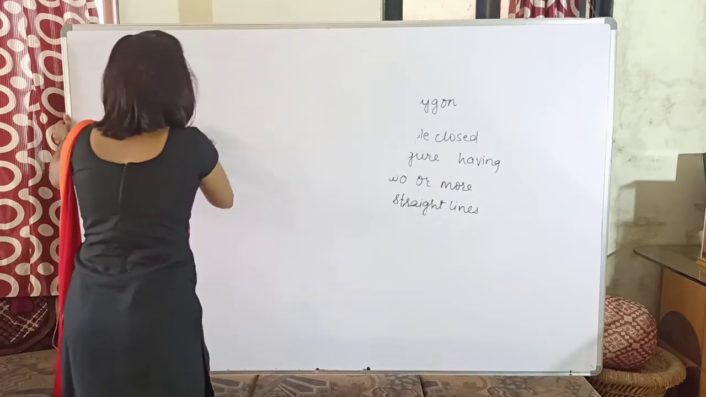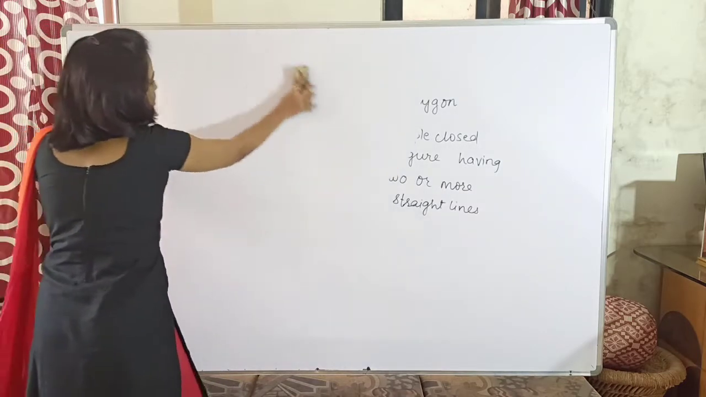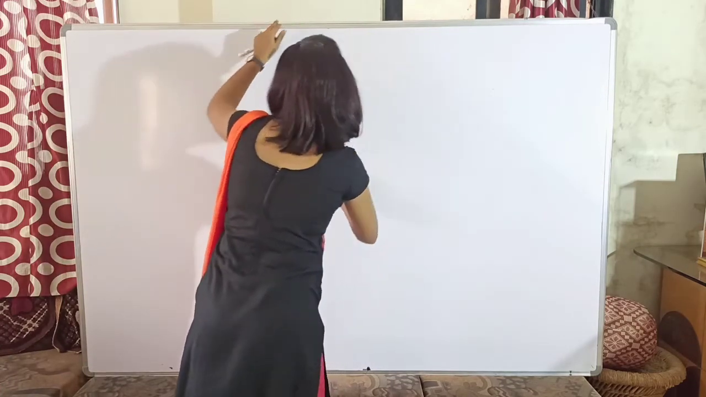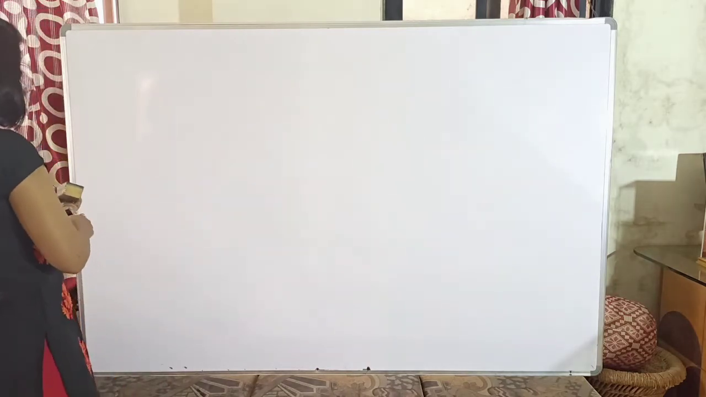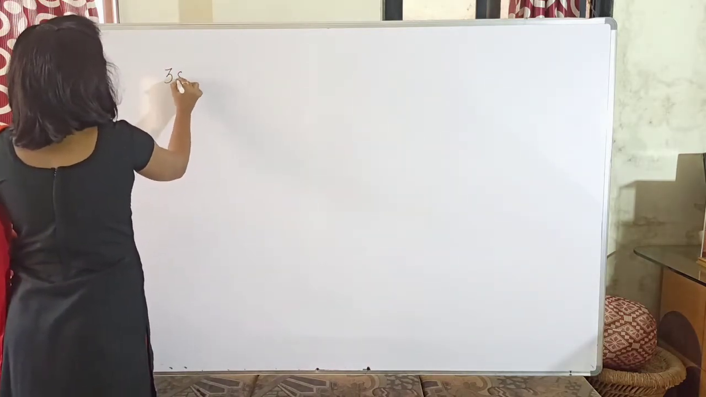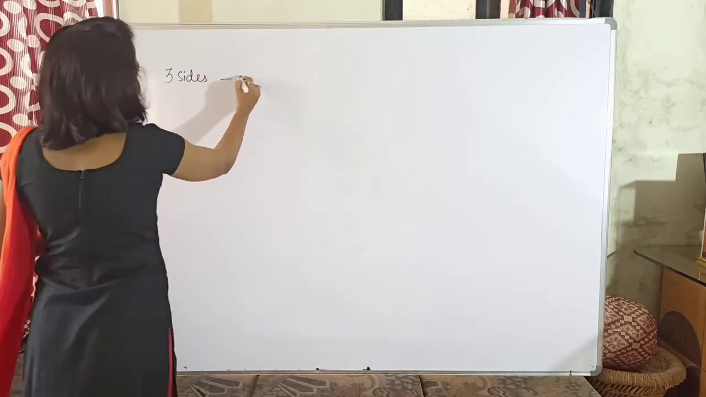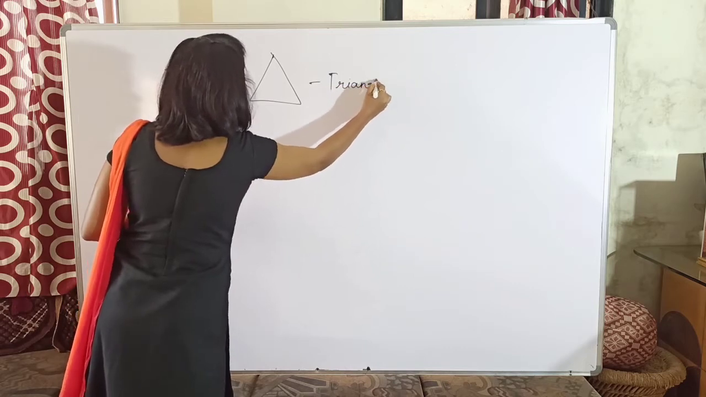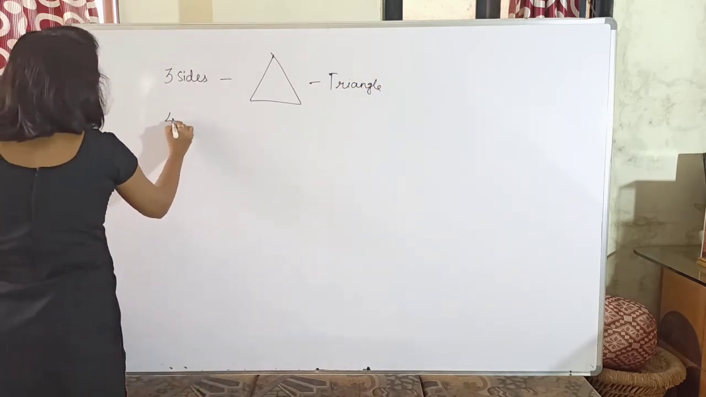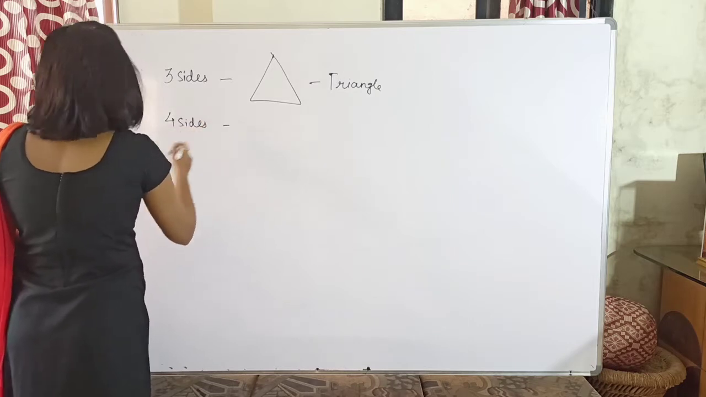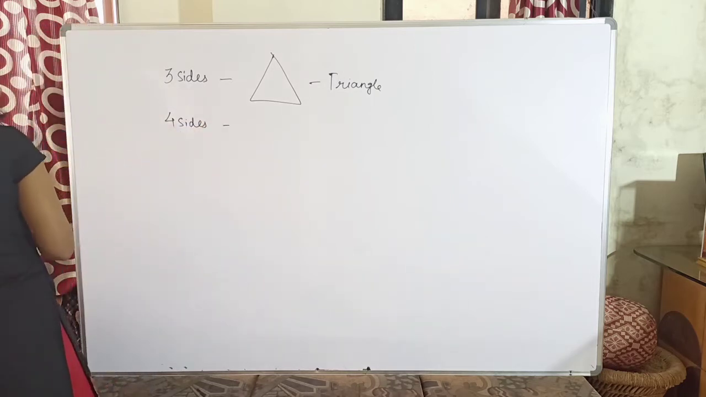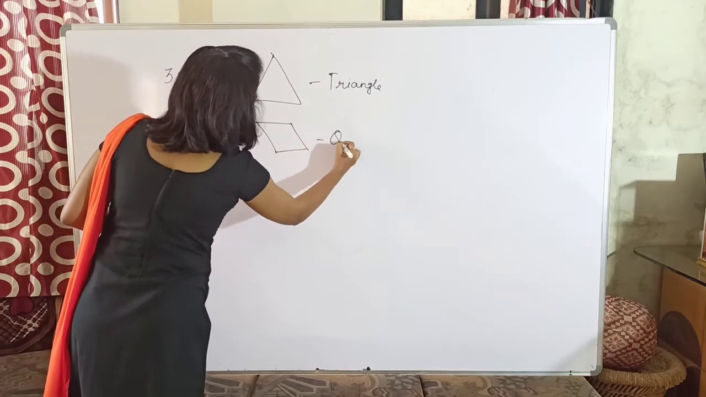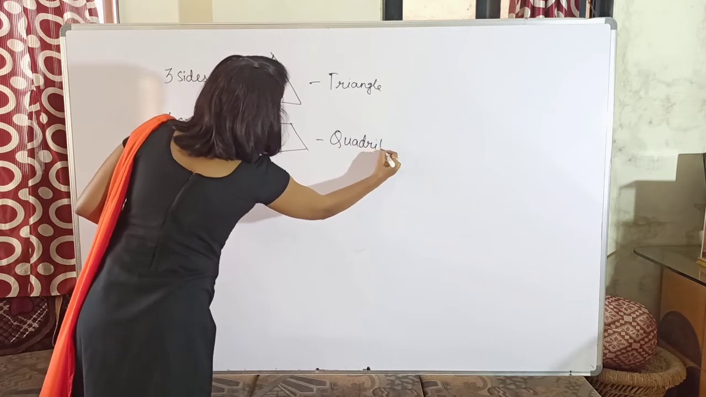Depending upon the number of lines, the polygons are classified into different names. This one you already know. The first one, the polygon with three sides, what is it called? It is called a triangle. Next one, polygon with four sides. Here I am drawing a general polygon, not considering any specific one, so you can draw any general figure. What kind of figure is it called? It is called a quadrilateral.